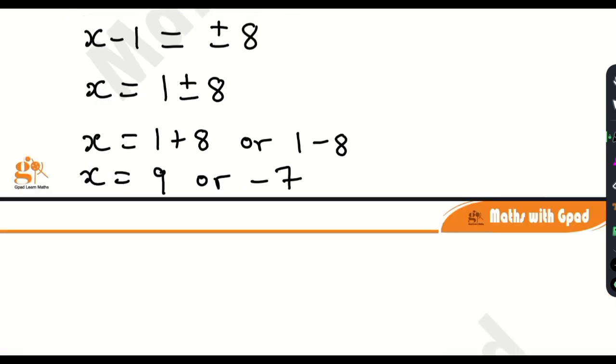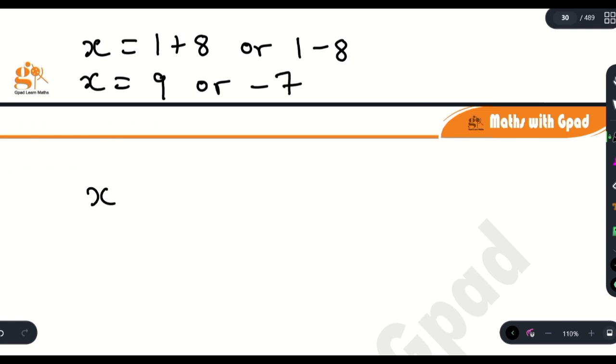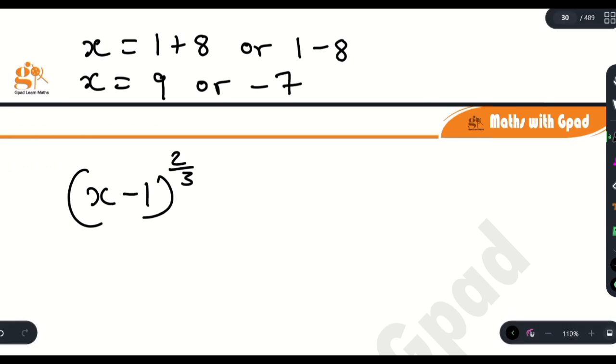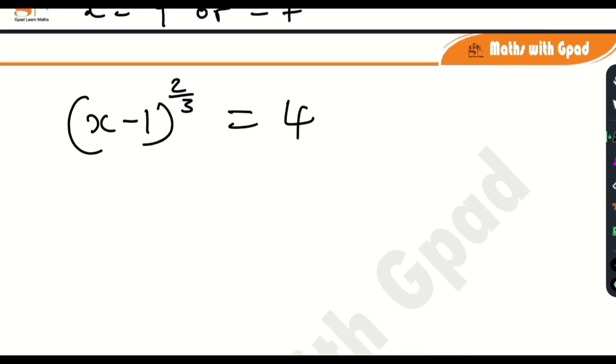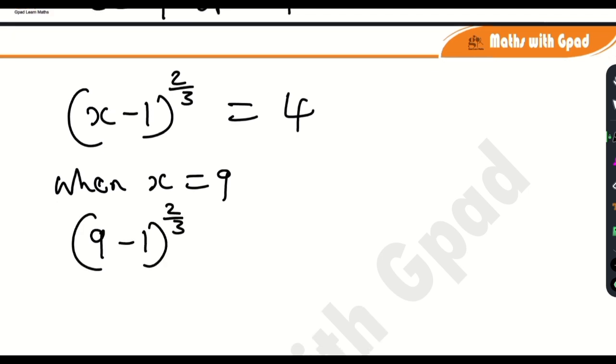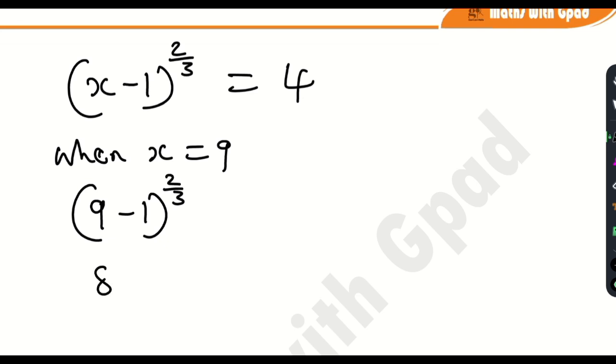So let's bring back the equation, which is x minus 1 all raised to the power of what? 2 over 3. Let's see if we substitute x for 9 and negative 7, whether it will give us 4 on the right hand side. So let's start with 9. So when x is equal to 9, you have 9 minus 1 all raised to the power of what? 2 over 3. So what is 9 minus 1? Is that not 8? Good.